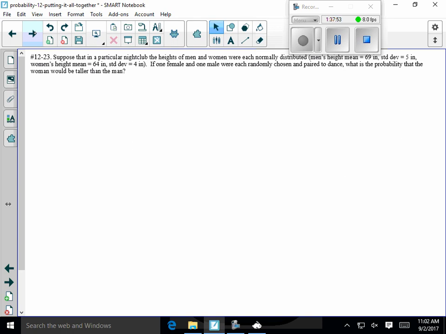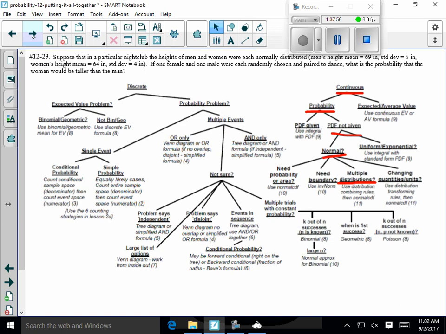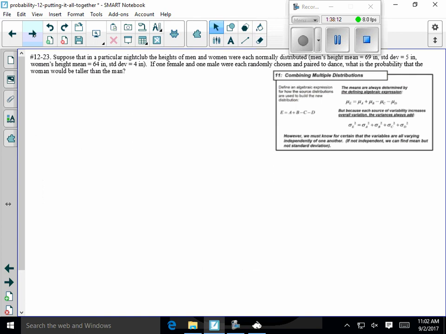Okay. So if we look at this, this is again a continuous variable, inches. It could be decimal inches, any number of inches. It's a probability problem. We don't have a given PDF, but we're told that it's normal, and we're dealing with multiple distributions of men and women that are different. So we're going to use the distribution combining rules. And they're basically this: if you can write out an algebraic expression for how the variables are being combined, the mean will exactly follow that algebraic expression.